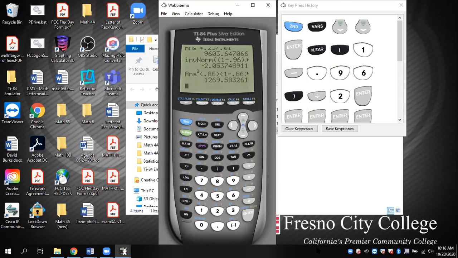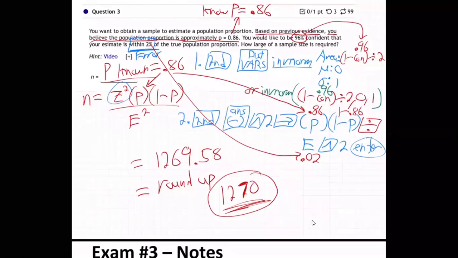All right. Let me go back to the iPad. And so there it is. There's all the buttons on that one.